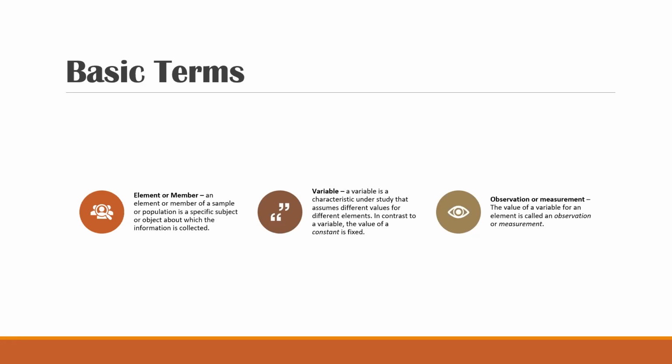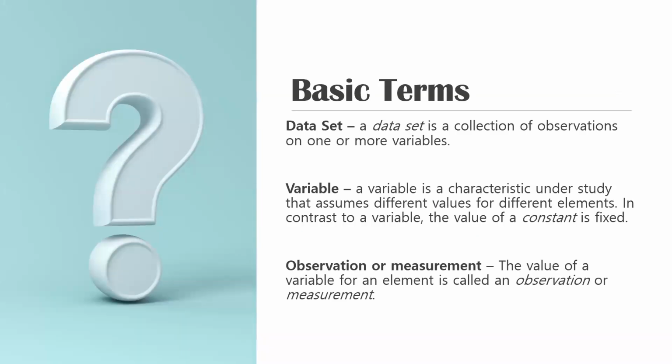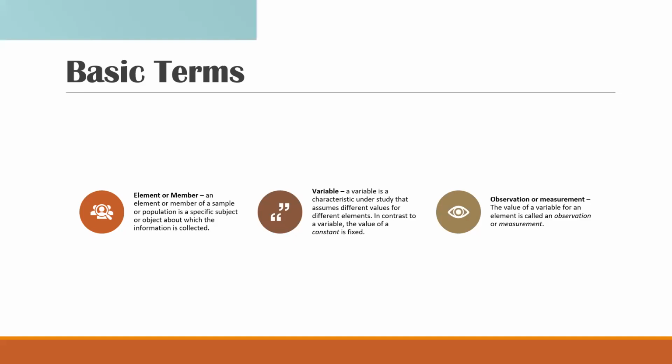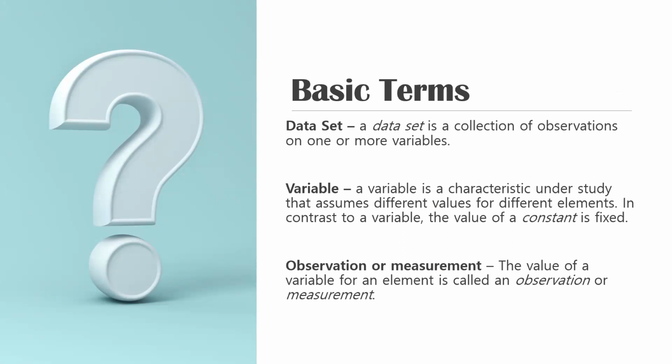So more terms for descriptive statistics. A data set is a collection of observations on one or more variables. A variable is a characteristic under study that assumes different values for different elements. Oh, this was the same as the previous slide.